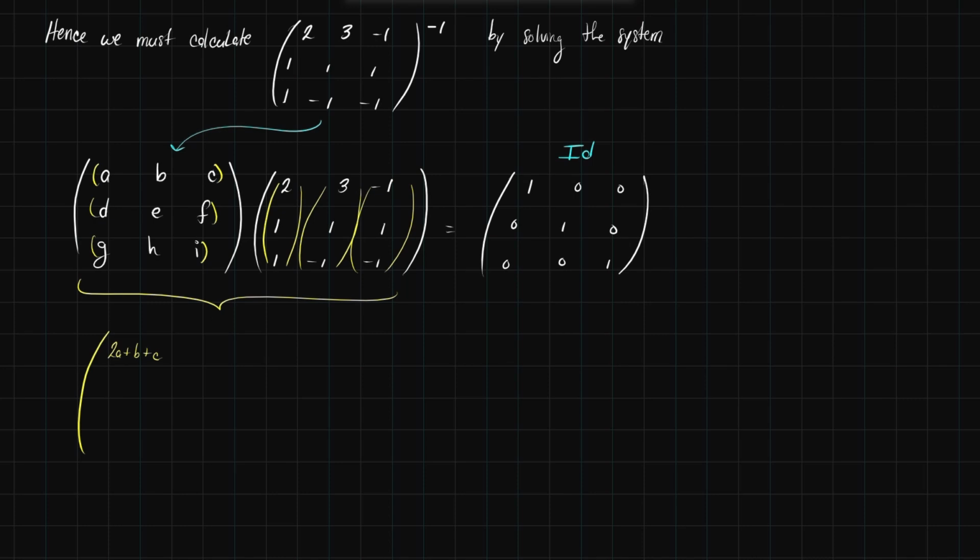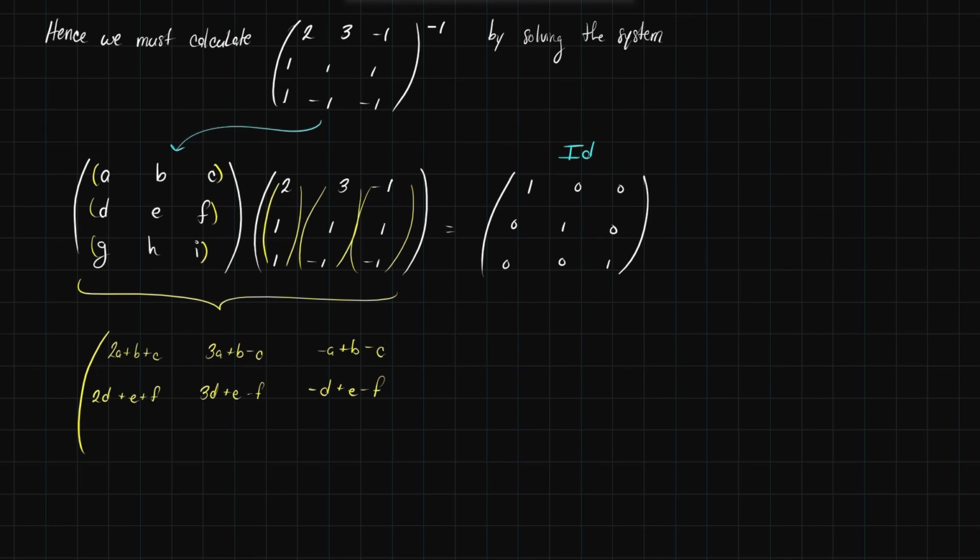We have ABC on 3, 1, negative 1 is 3A plus B minus C. We have ABC on negative 1, 1, negative 1, which is negative A plus B minus C. We have DEF on 2, 1, 1, which is 2D plus E plus F. We have DEF on 3, 1, negative 1, which is 3D plus E minus F. We have DEF on negative 1, 1, negative 1, which is negative D plus E minus F.